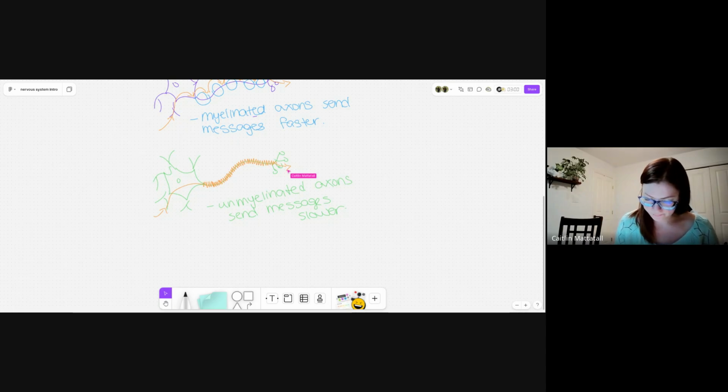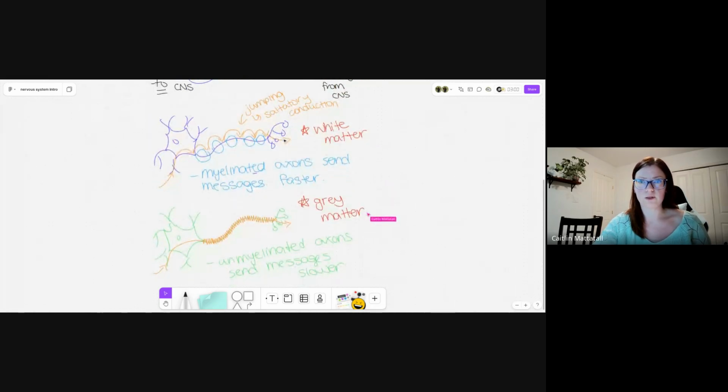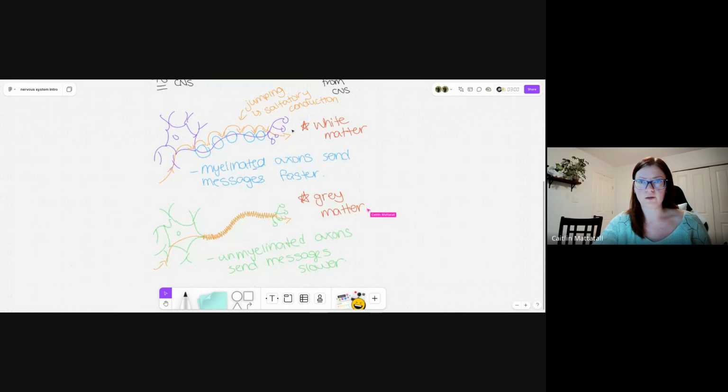Myelinated again. And I'll scroll back up in a second. These ones are called white matter. Unmyelinated is called gray matter. Okay. So white matter versus gray matter.